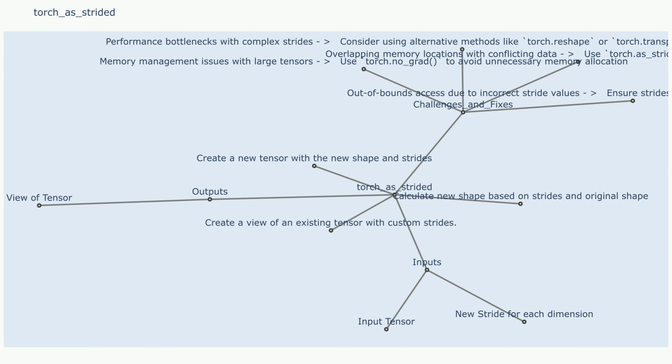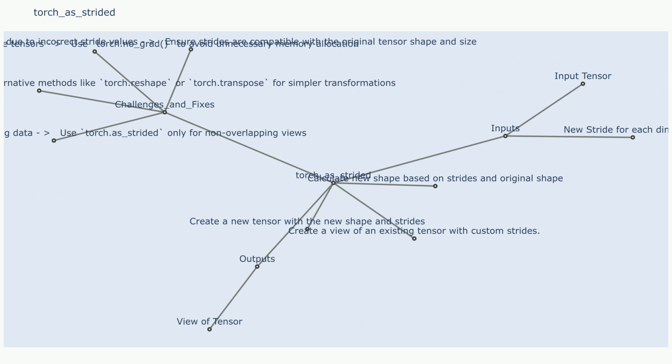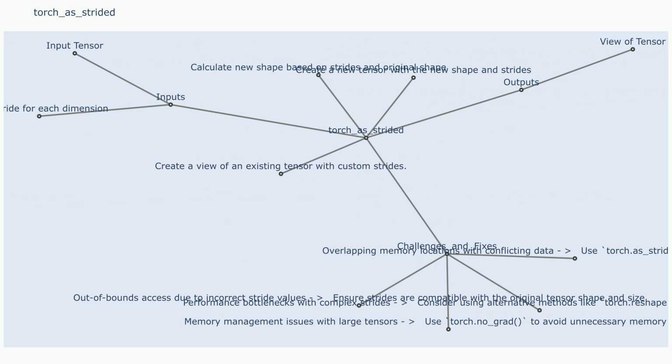torch.as_strided. Description. The torch.as_strided function is a powerful tool in PyTorch that allows you to create a new view of an existing tensor with a different stride and shape without copying the underlying data. This is particularly useful for advanced indexing, reshaping, and creating custom views of tensors.